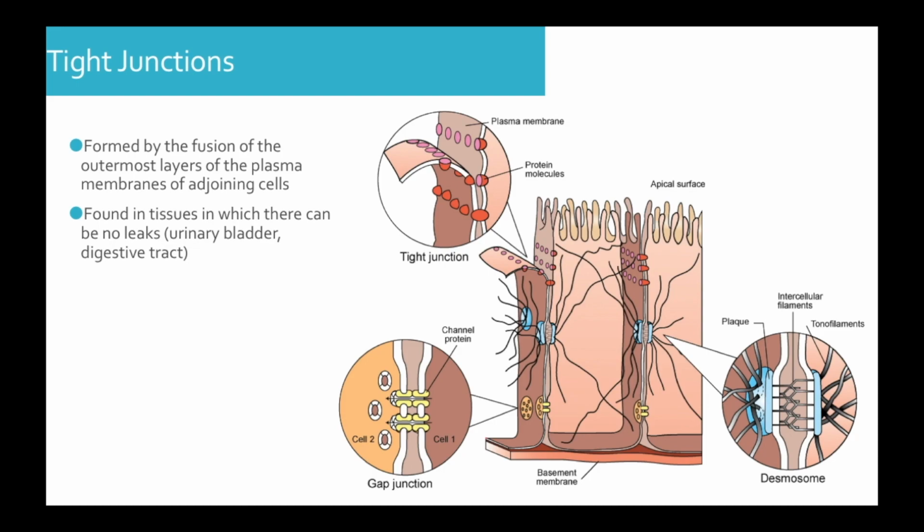They're formed by the fusion of the outermost layers of the plasma membranes of adjoining cells, and they're found in tissues where there can be no leaks, such as the urinary bladder and the digestive tract. Because if we had loose junctions all over the urinary bladder and the digestive tract, then of course you'd be getting urine and fecal material escaping into the abdomen, which is not ideal.